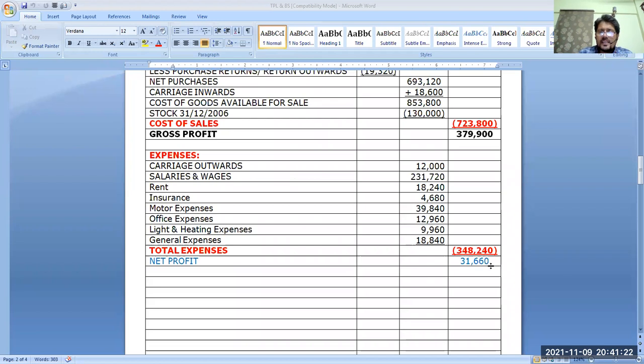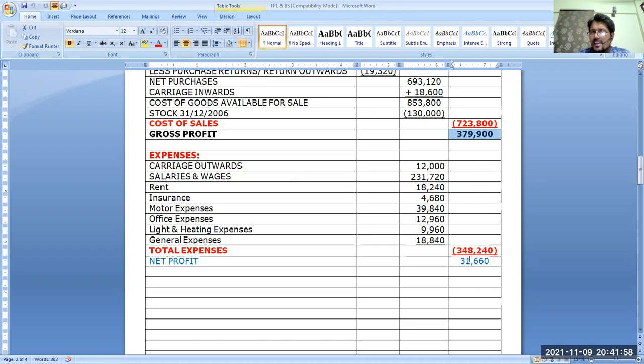Yesterday we did this. This is an income statement of a merchandising business. After gross profit, the trading account ends and the profit and loss account starts. We deduct all the expenses, we calculate the total expenses, and we deduct total expenses from gross profit to get the net profit.